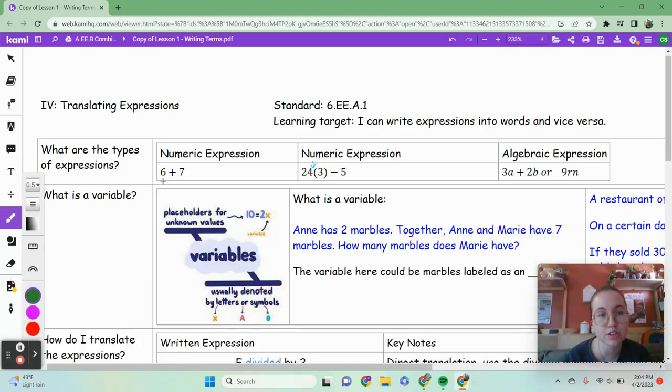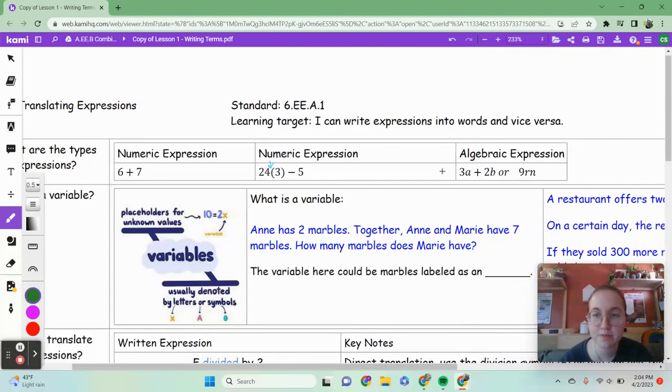So numeric expressions are just when we have numbers and operators between them. So our numbers here are 6 and 7, and our operator is addition. Here's another example. My numbers here are 24, 3, and 5, and my operators are multiplication. Remember, that's the invisible multiplication when I have a number, and then parentheses. In between that is invisible multiplication. And our second operator is subtraction.